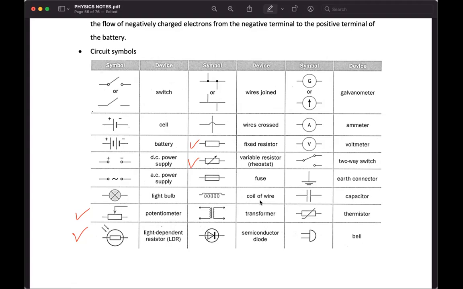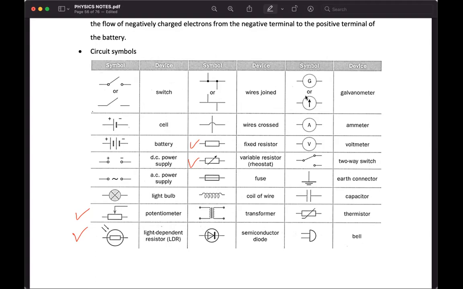You will learn fields in practical electricity. You will learn coil of wire in electromagnetism. You will learn transformer in electromagnetic induction. Okay, you will learn semiconductor diode. You learned this already, right? Last topic. Okay, this one, galvanometer and ammeter, they are very similar to me. Just that ammeter gives you a result, whereas galvanometer just gives you an indication whether there is current or not.